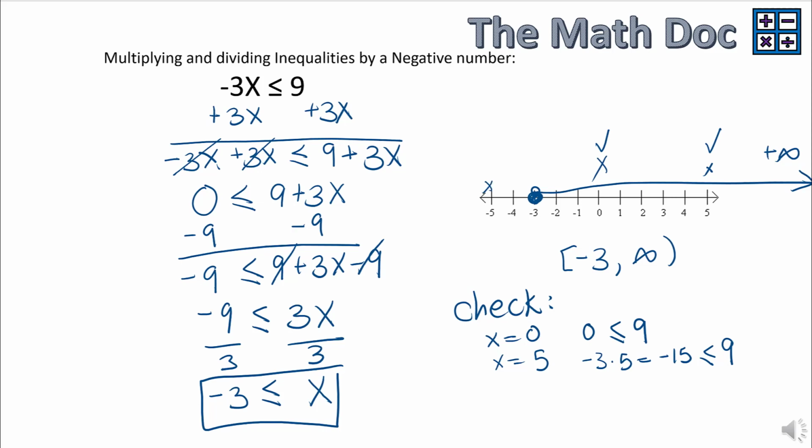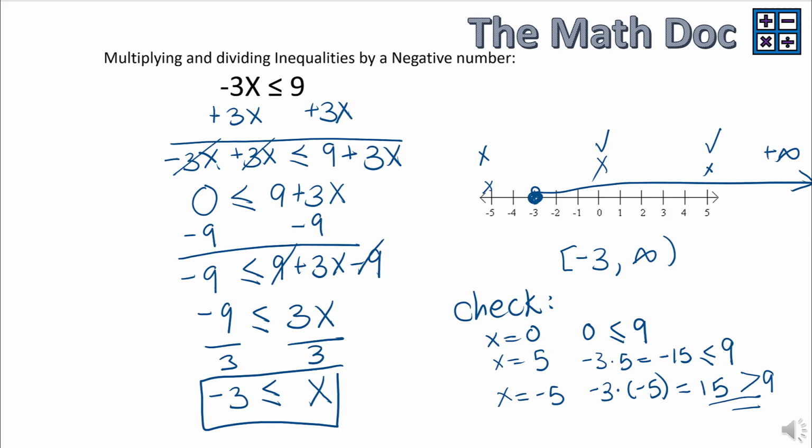Okay, let's look at a number on the other side. Let's look at negative 5. So x equals negative 5. So we have negative 3 times negative 5. Okay, a negative times a negative leads us to a positive, so that's plus 15. Plus 15 is larger than 9. So it does not satisfy this inequality. So it looks like we did get the correct result.